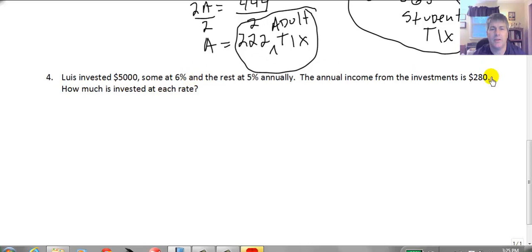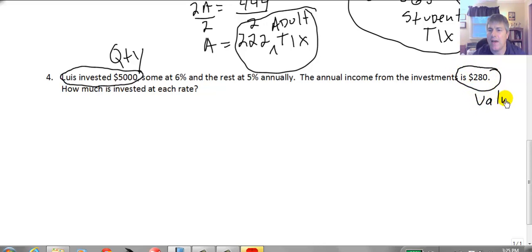Well, let's take a look here. We've got some income, and we're investing a whole bunch of money, but only in 2 different things. So once again, even though this is dollars, this is the quantity, the amount of money that Luis is investing. And this is our value. Our value of that, or the interest earned, is 280. So from these 2 numbers, we're going to come up with our 2 unique independent equations.